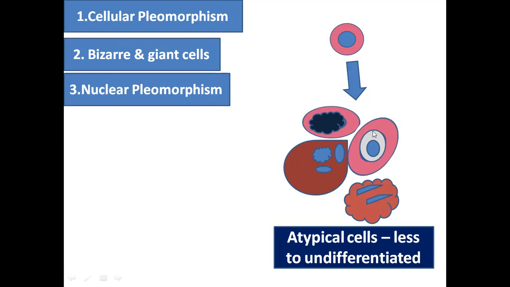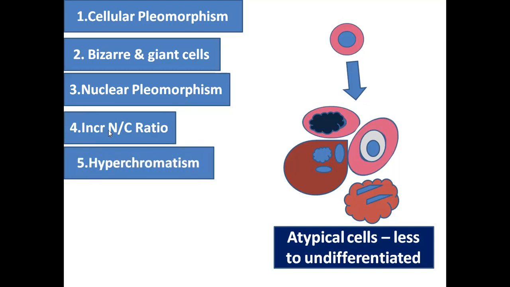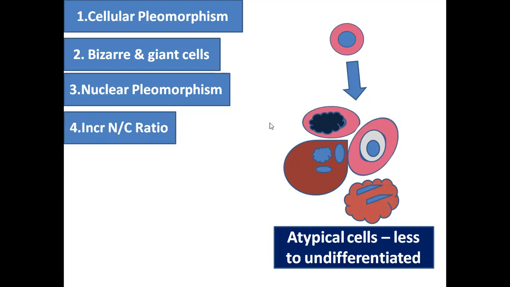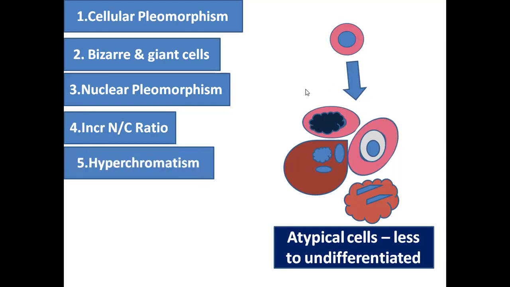And also the nuclei are not similar. So I may have oval nuclei, irregular nuclei, right? This is called nuclear pleomorphism. And the increased nuclear size is called increased nuclear cytoplasmic ratio, when the nuclei are large in size compared to normal nuclei. And also the darkly stained nuclei, it is called hyperchromatism: hyper means increased, chromatism means staining. It is increased staining of the nuclei.